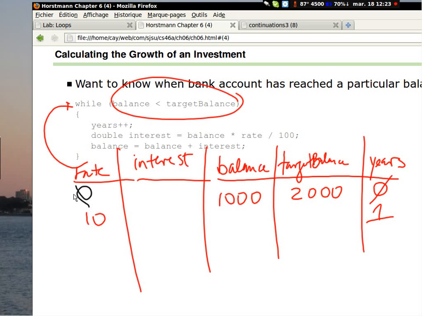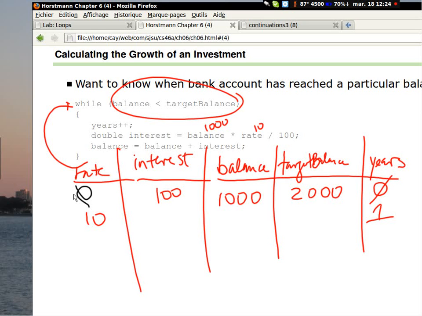A 1,000 times, what's the rate? 10. What's 10 over 100? 0.1. What's 1,000 times 0.1? 100, right? Does that make sense? We get it. It's 10% of 1,000 is 100 bucks.